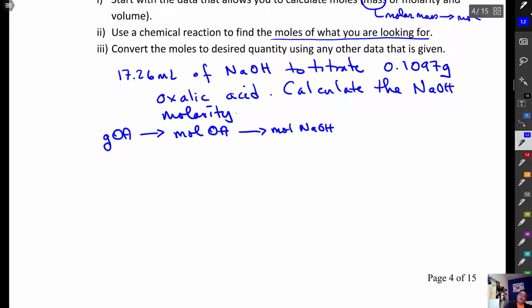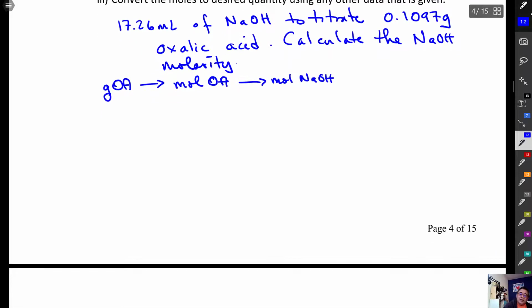So now here's what you have to do next, or maybe you do this first, because these things don't have to be done in a particular order. They're asking you to calculate the molarity of the sodium hydroxide. Molarity of anything is defined as moles over liters. So I want moles of sodium hydroxide per liter of sodium hydroxide. Those are the two things that I need to find.